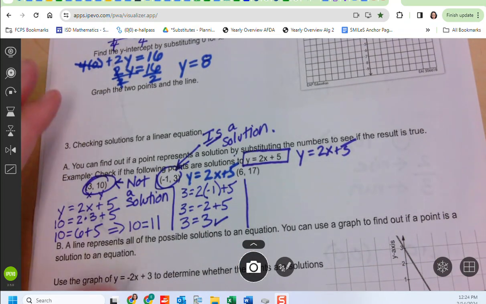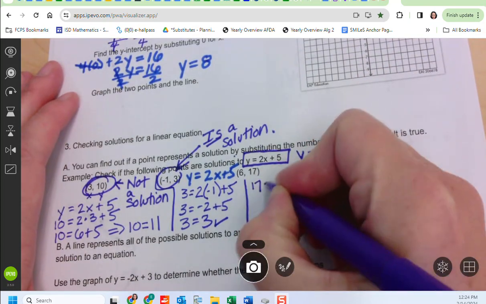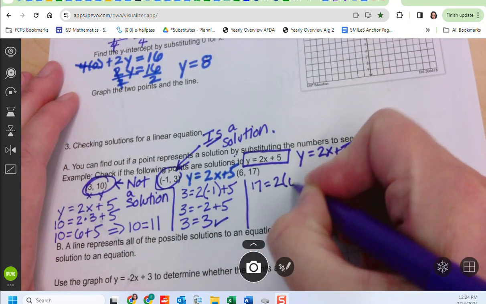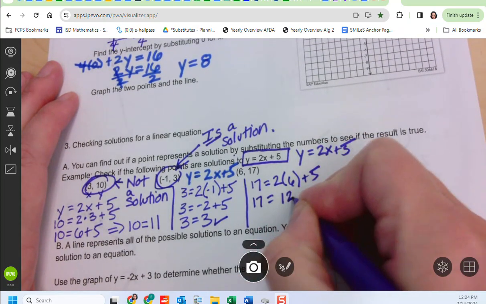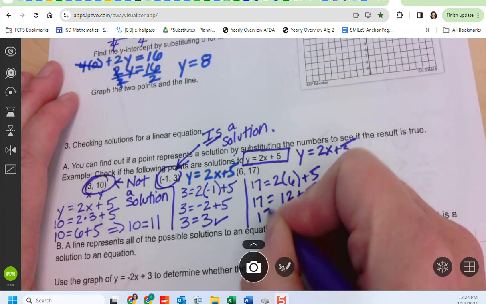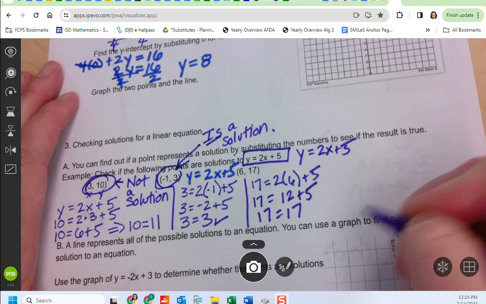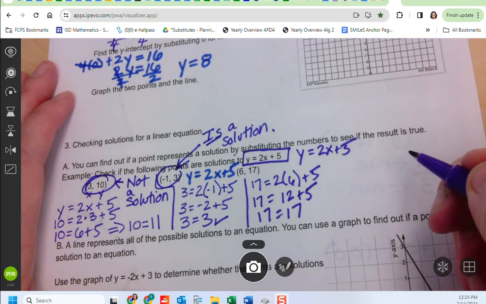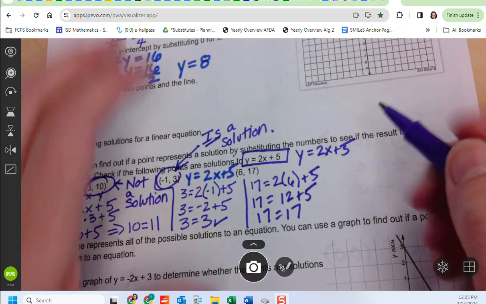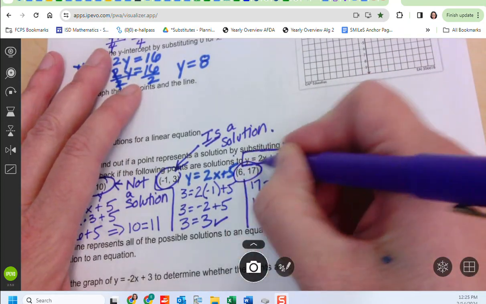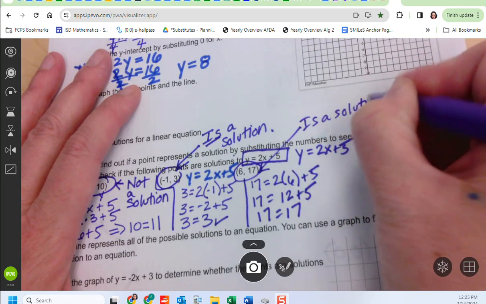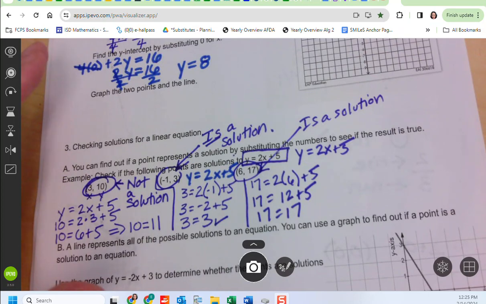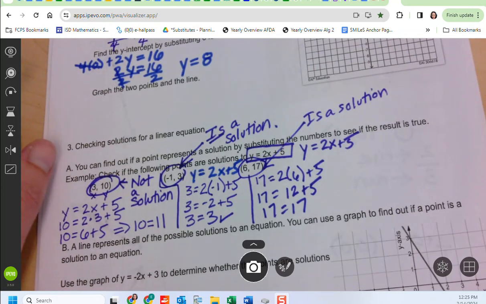All right, so we put 17 for the y, and then we put 6 for the x. I get 17 equals 12 plus 5, and 17 equals 17, which is true, right? 17 equals 17. All right, so what that means in the end is that this point is a solution. All right, my answer is not 17 equals 17. That doesn't make sense as an answer. Of course 17 equals 17, right? My answer is that this point is a solution to the equation.